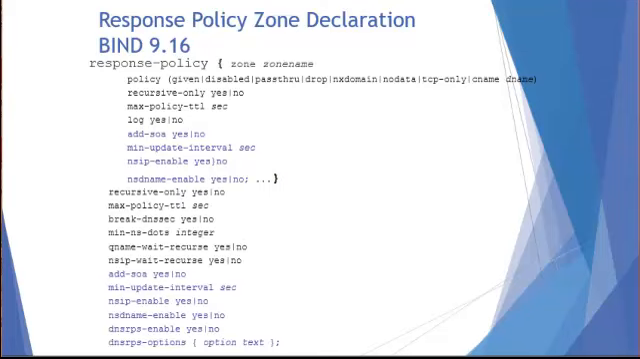Now you could also set options on a blanket basis for all of my response policy zones. So these same type of options we just reviewed, you can set the recursive only to yes or no, the max policy TTL. The next option, break DNSSEC, yes or no. So basically, you're changing answers with a response policy. You're rewriting responses. You're sending NXDOMAIN, or you're sending a different A resolution than what was received by the authoritative server.